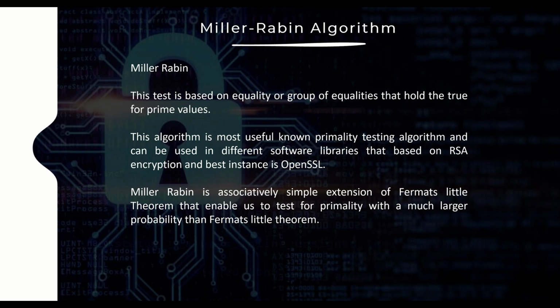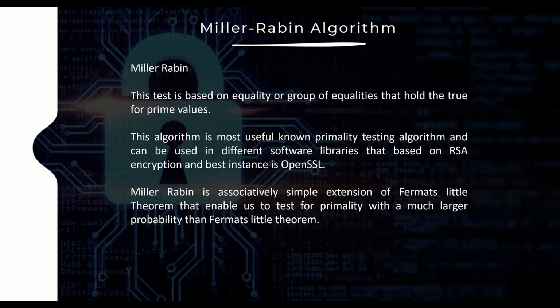This algorithm is the most useful known primality testing algorithm and is used in different software libraries based on RSA encryption, and the best instance is OpenSSL. Miller-Rabin validates that the number is composite, so this is called a compositeness test rather than a primality test. The Miller-Rabin test identifies all composites. For each composite number n, at least 3/4 of the numbers are witnesses of compositeness of n. Miller-Rabin is a relatively simple extension of Fermat's little theorem that enables us to test for primality with a much larger probability than Fermat's little theorem.